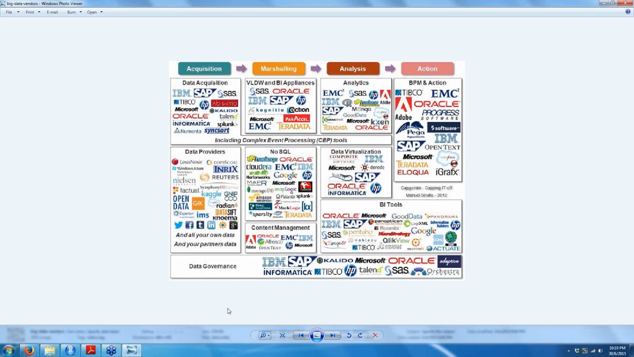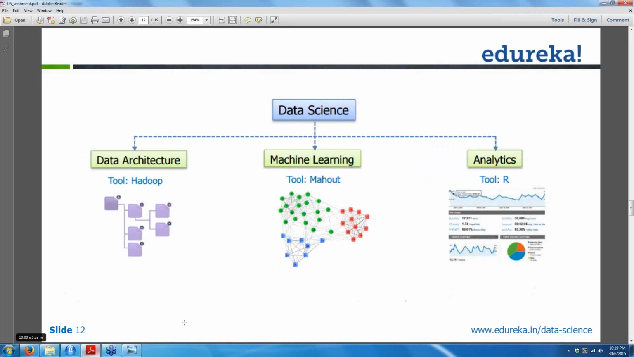So consider this as a vendor landscape of what we're looking at for various data science jobs or the data science life cycle, as we just saw it, in terms of data acquisition, data transformation, pre-processing, validations, and all those things.